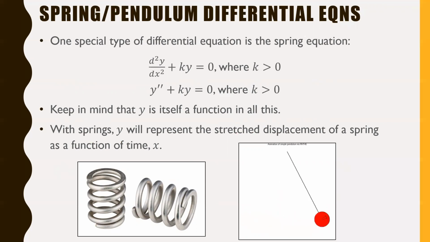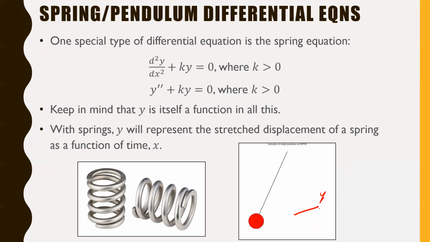So before we move on, one very special type of differential equation, an equation that contains a derivative inside of it, that's what that means, is the spring equation. The spring equation says the second derivative of y plus ky equals 0, just as long as k is greater than 0. What I want you to know, though, is y is a function in and of itself. It's a function that actually represents the stretch displacement of a spring or the stretch displacement of a pendulum, because the same thing works for pendulums. By displacement, we of course mean just how far it's moved from equilibrium position.